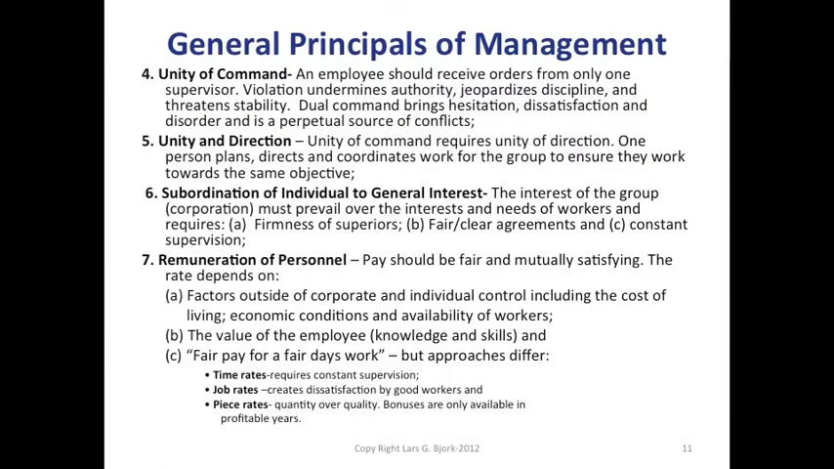Fifth, unity of direction. Unity of command requires unity of direction. One person plans, directs, and coordinates work for the group to ensure they work towards the same objective. Sixth, subordination of individual to general interest. The interest of the group, the corporation, must prevail over the interest and needs of the workers, and requires firmness of superiors, fair and clear agreements, and constant supervision.